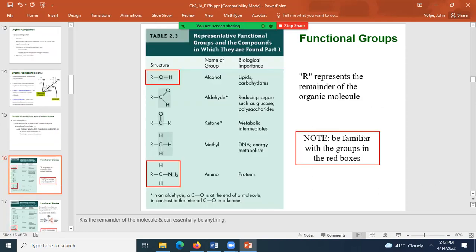Here are some other functional groups you do need to be familiar with, the groups shown in a red box. We already mentioned OH is alcohol. NH2 is an amino group, and it's found in proteins. This is the rest of the organic molecule attached to the amino group. And R just stands for essentially anything. Okay, any question about any of that?